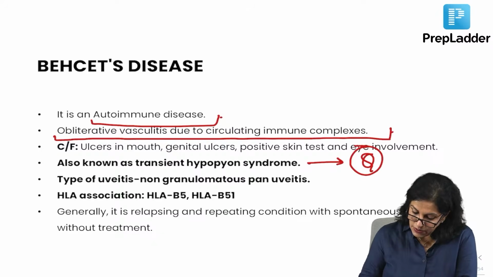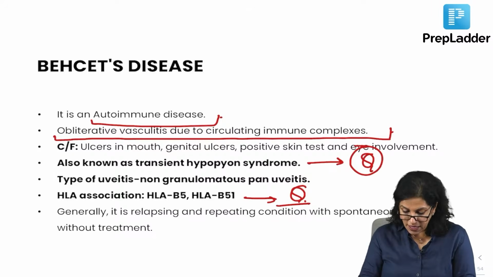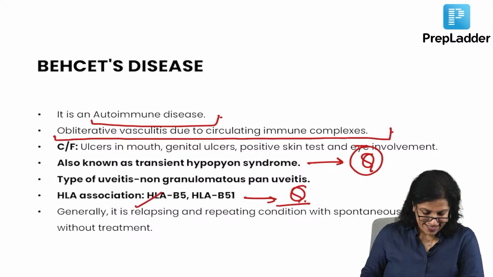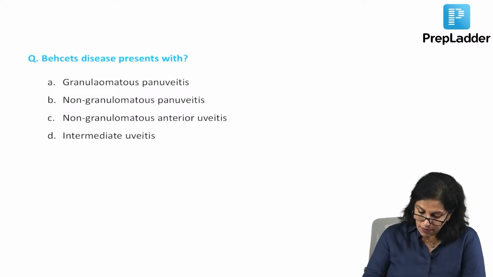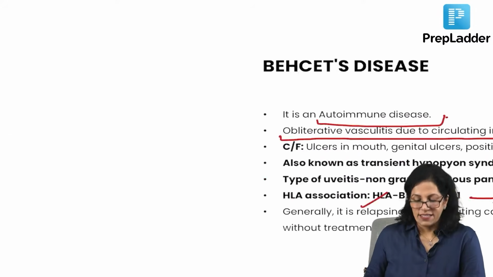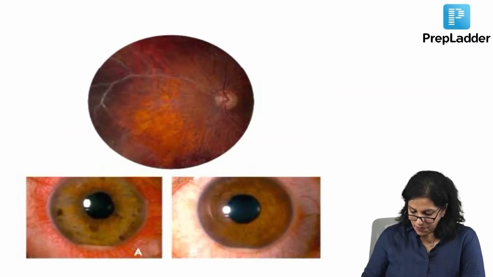Okay. The second question is on HLA association. Both B5 and B51 are correct. If both are given, we answer B5. Just remember these are important points about Behçet's. It's a non-granulomatous panuveitis. Okay, guys? Yeah. Transient hypopyon. So, have a look.